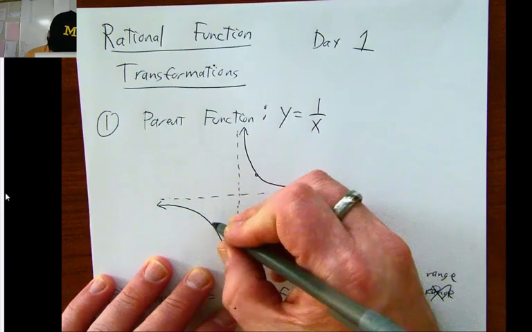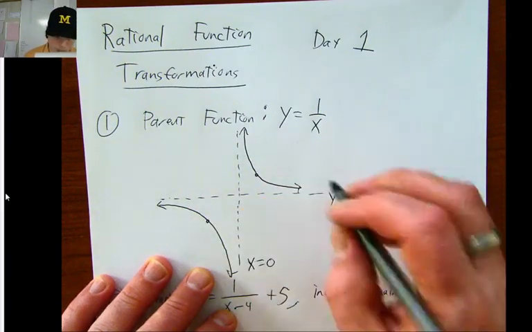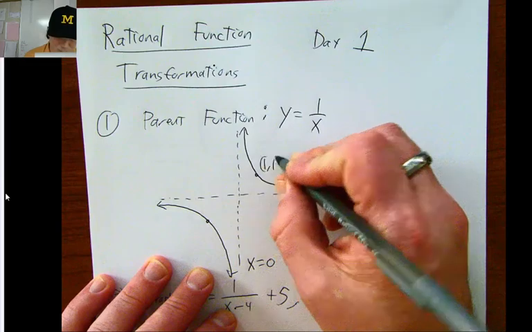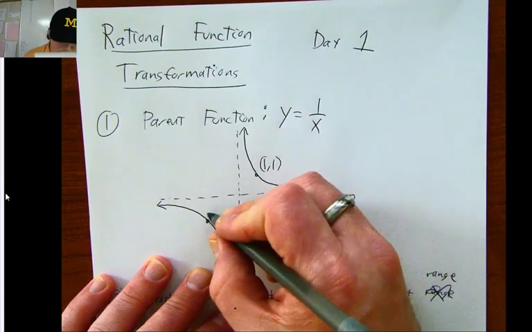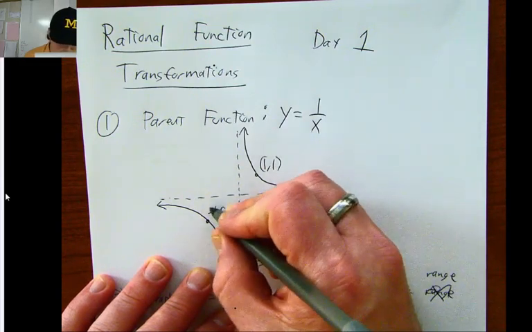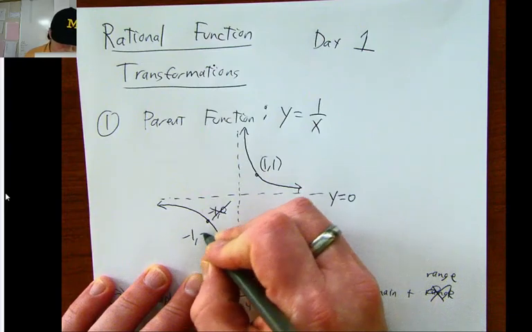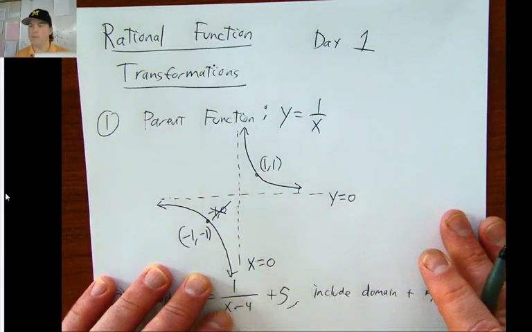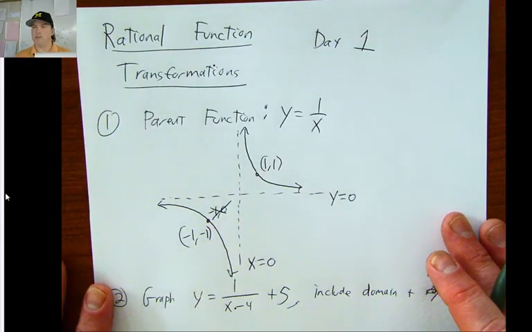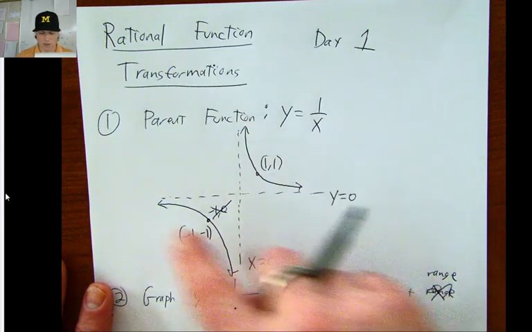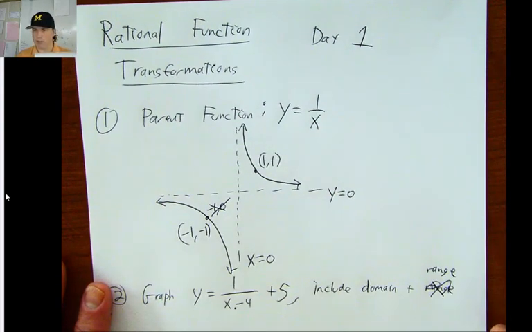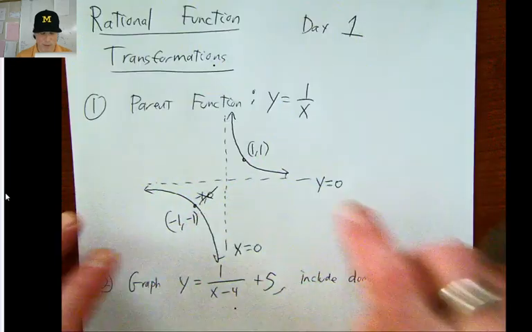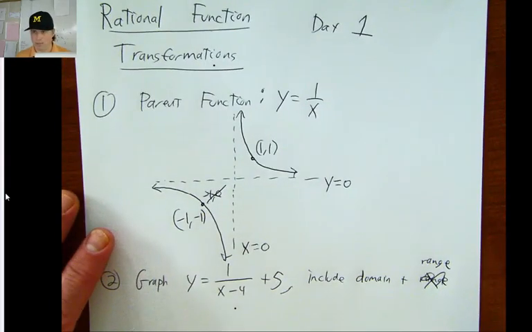And then, as you saw in the investigation, the graph looked like this. There are only two key points you have to worry about: this key point, which is at 1, 1, and this key point, which is at negative 1, negative 1. And that is what the parent function looks like. You have to have the vertical and horizontal asymptotes, and you have to have the graph with these two key points labeled.